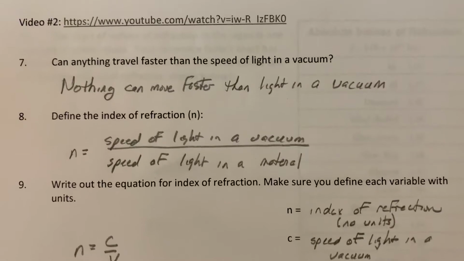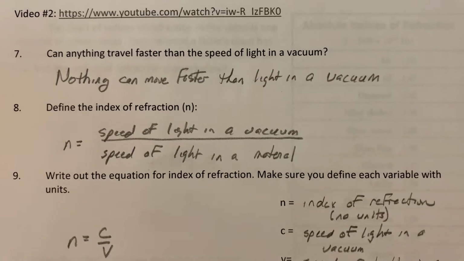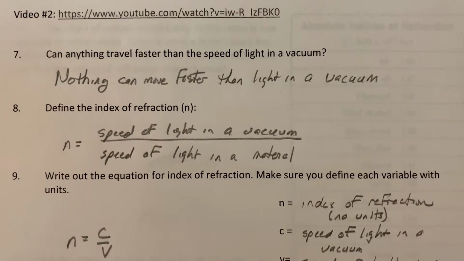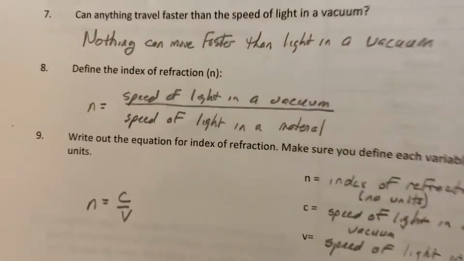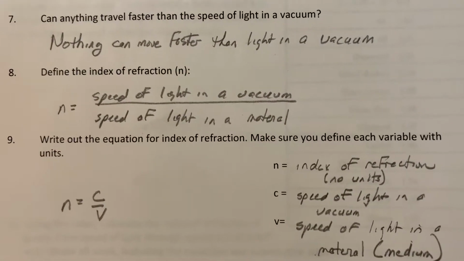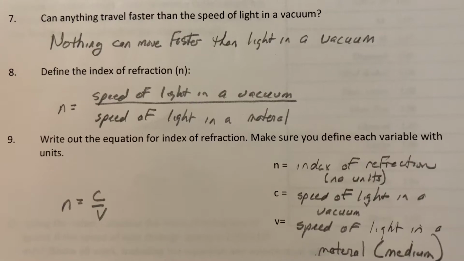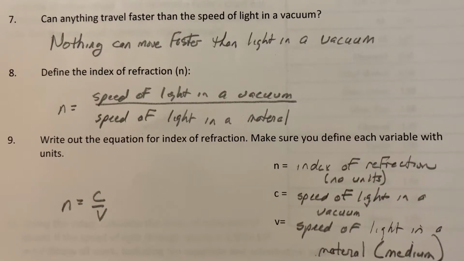Can anything travel faster than the speed of light? Absolutely not. Einstein said it's impossible, and so far we've not found him to be wrong. Even though there were some experiments where they got a number greater than that, it turned out to be wrong.